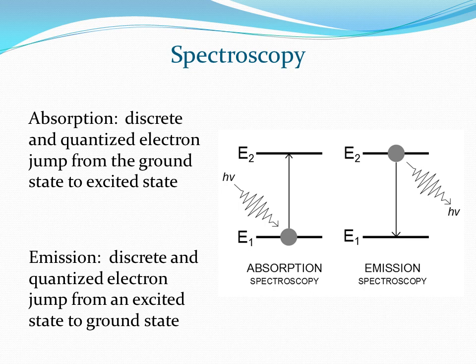Absorption occurs when we have a discrete and quantized electron jump from the ground state to the excited state. Emission is a discrete and quantized electron jump from an excited state to a ground state.